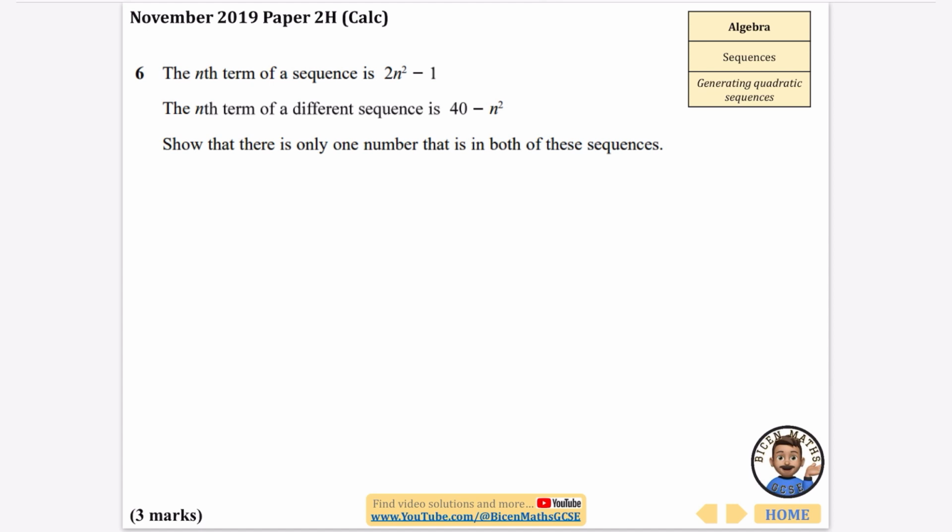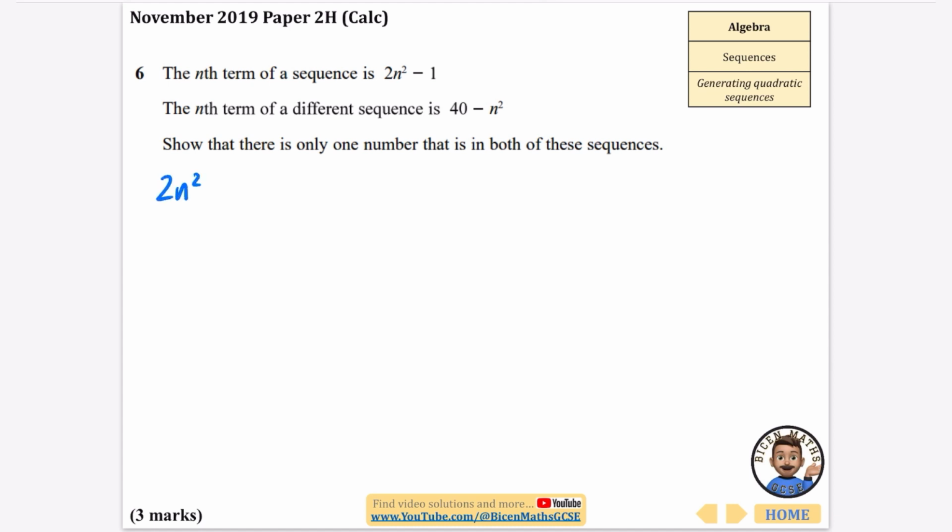It doesn't actually make sense to do 2n squared minus 1 equals 40 minus n squared, because that would be finding when the sequences have the same value in the same position, but they might not be in the same position for each of them. So instead we're going to generate the sequences separately.